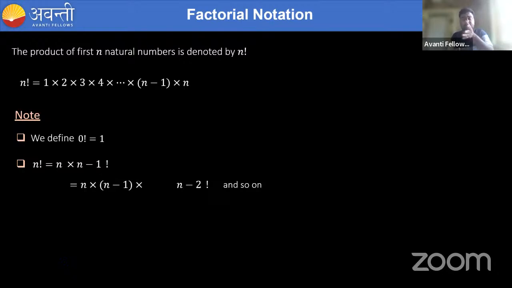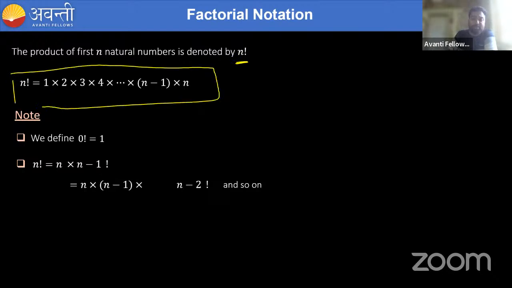So what is factorial notation? All of you know it from permutation and combination. The product of first n natural numbers is denoted by n factorial. n factorial is 1 into 2 into 3 into 4 up to n minus 1 into n. And we already define 0 factorial as 1. All of you know 0 factorial is always 1, and n factorial is n into n minus 1 factorial, and it can also be written as n into n minus 1 into n minus 2 factorial, and so on. So all of you know all these things.